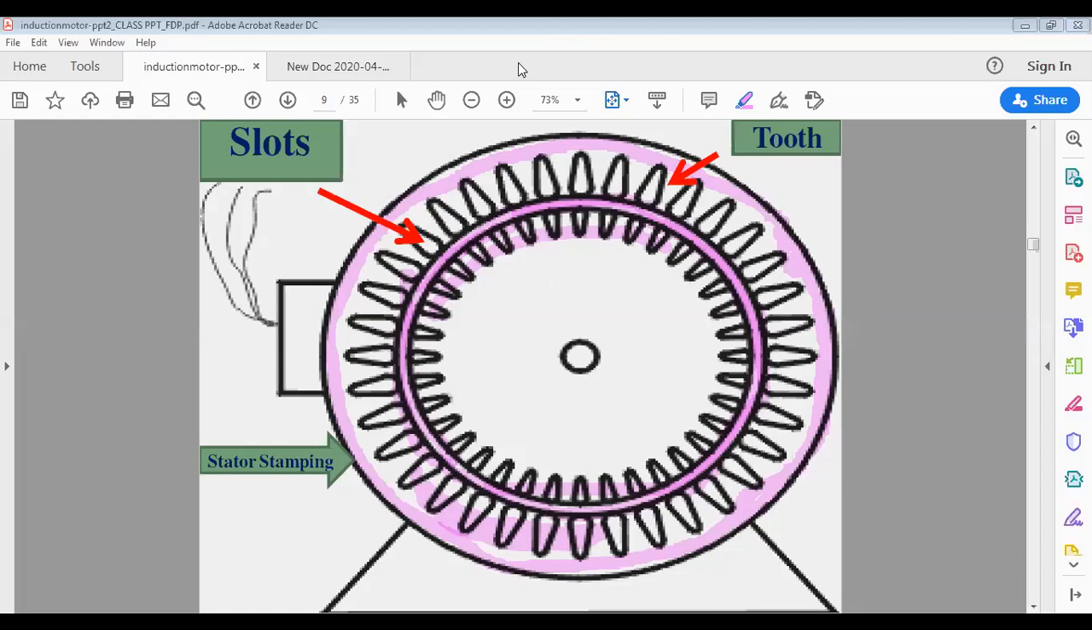Physically you can't see poles on the stator. The stator is slotted on its inner periphery. In the inner periphery, 3 copper windings are there, which you can connect either in star or in delta, and the windings are wound or distributed all over the stator for a fixed number of poles. Clear about the stator? Then next, the rotor.